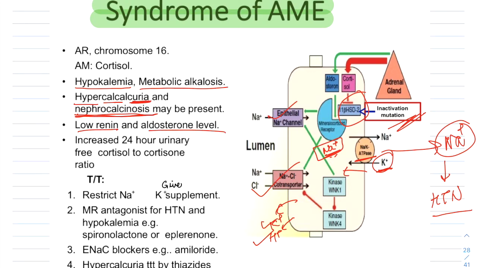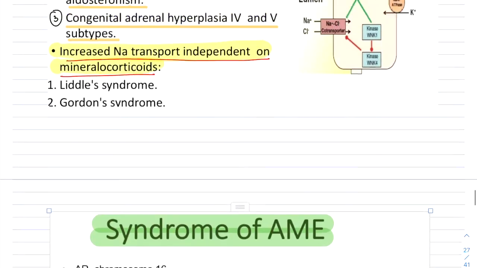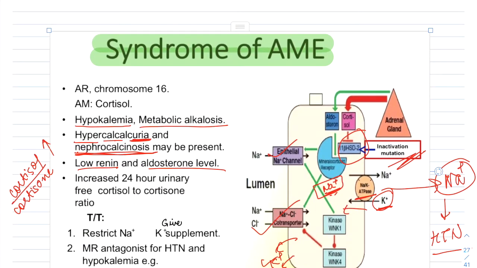As cortisol is not converted to cortisone, the 24-hour urinary free cortisol to cortisone ratio will increase, because cortisone is not produced and cortisol is high. So the free cortisol to cortisone ratio is increased.